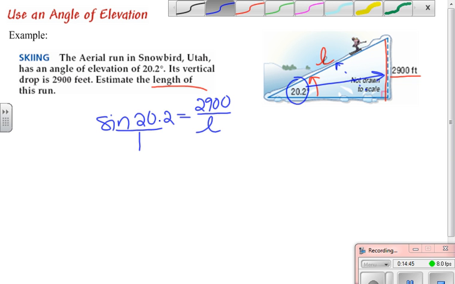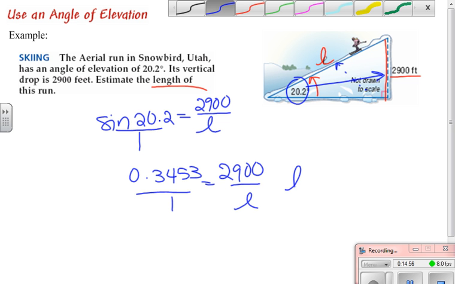Cross multiply and go to your calculator. I have 0.3453 over 1 equals 2,900 over L. L is 8398.5 feet.